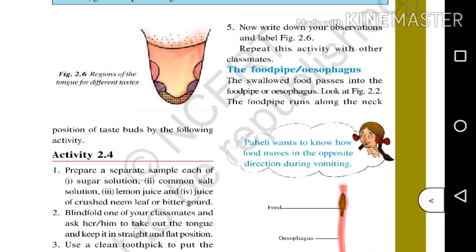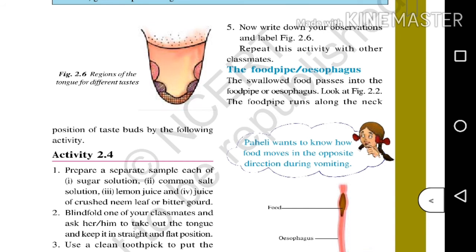So we have to prepare 4 solutions. One is of sugar solution. It is sweet, isn't it? Sugar solution is sweet. Then common salt solution, it's salty. Lemon juice is sour. And juice of crushed neem leaf or bitter gourd, it's bitter. So here we are going to find out sweet, salty, sour and bitter taste.